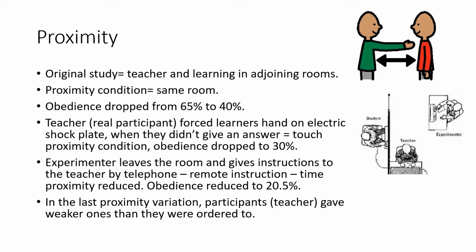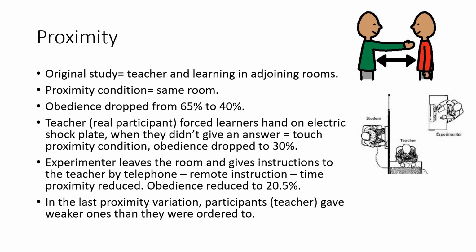A second condition is whereby the teacher, which is our real participant, they have to force the learner's hand on an electric shock plate. This is known as touch proximity, and they do this when they don't give a correct answer or give an answer. So obedience in that case drops to 30%. Another condition was whereby the experimenter has to leave the room and give instructions to the teacher, which is our real participant, via the telephone.